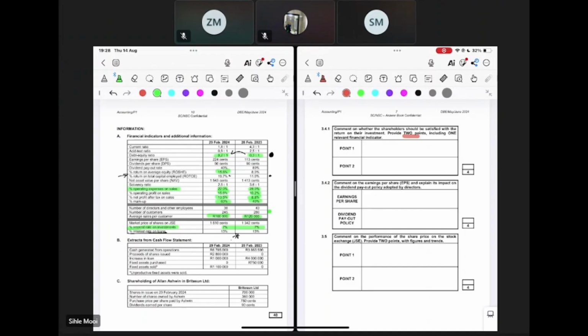Okay, if you have a question, you can type in the box, or you can unmute yourself and let me know. Then 3.4.2 says comment on the EPS, the earnings per share, and explain its impact on the dividend payout policy adopted by the directors. So let's look at the EPS. The earnings per share went from 113 cents to 224 cents. That's a good thing. It means profits have improved from last year to this year.